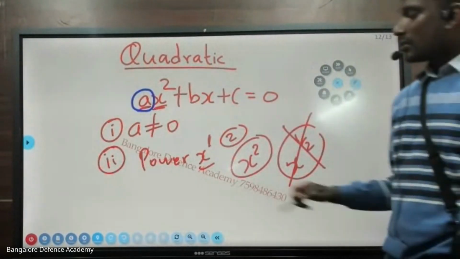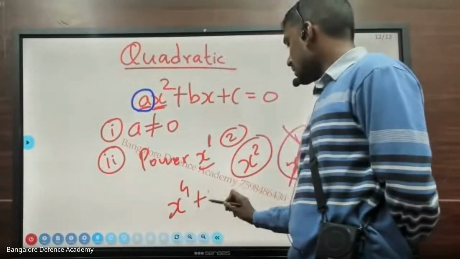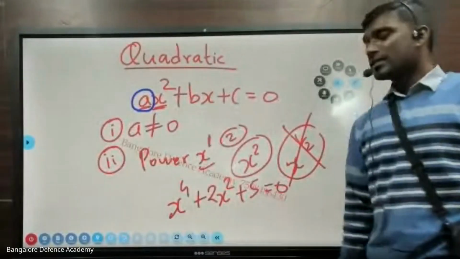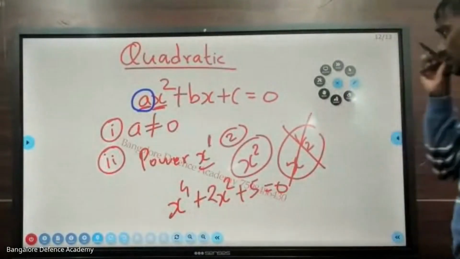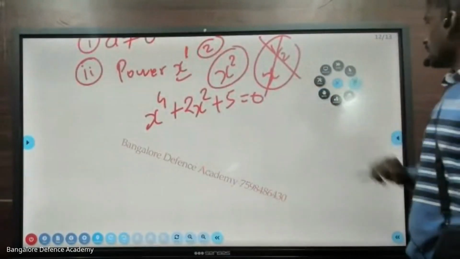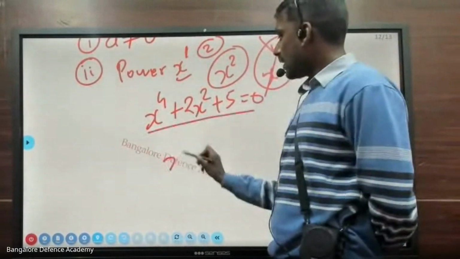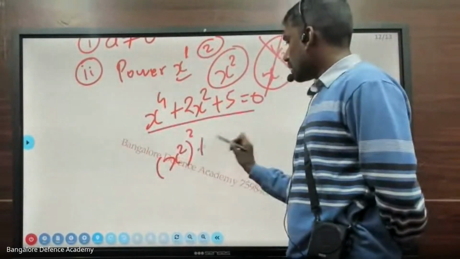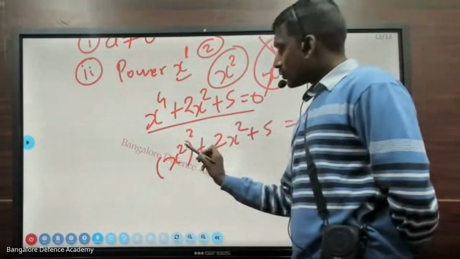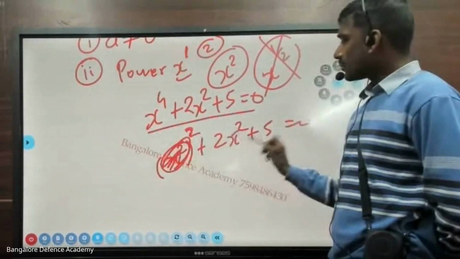Now if I ask you, the equation is x to the power of 4 plus 2x square plus 5 is equal to 0. Is it a quadratic equation? Tell loudly. No. But now look at this. Can I write this as x square to the power of 2 plus 2x square plus 5 is equal to 0? So this is to the power of 2. This is your x now. Understood?